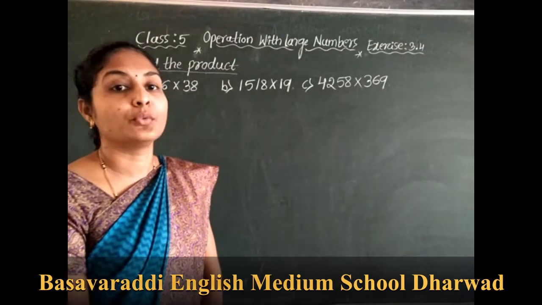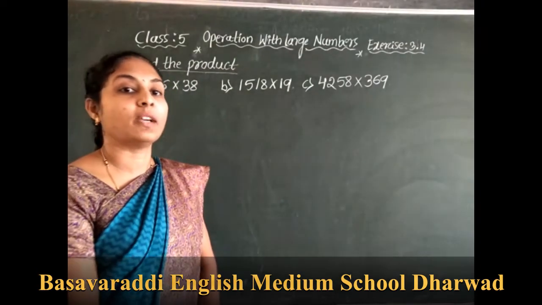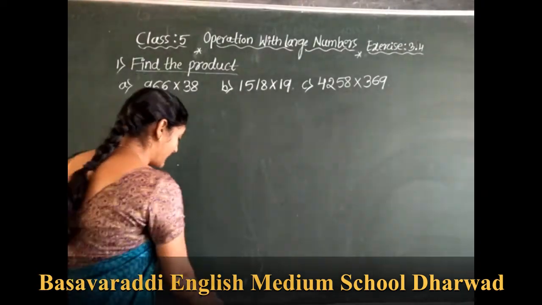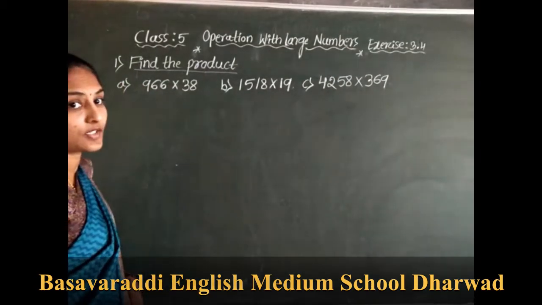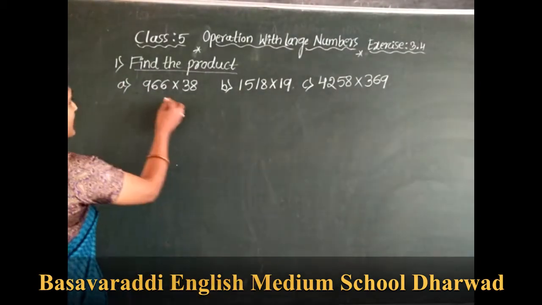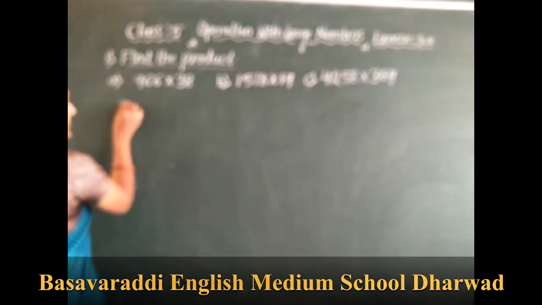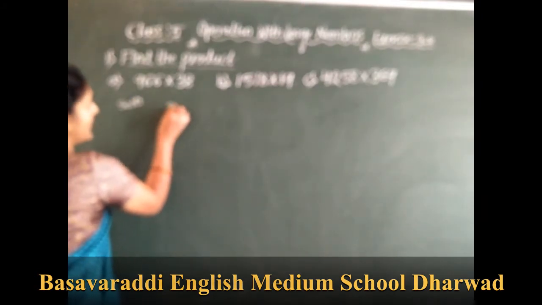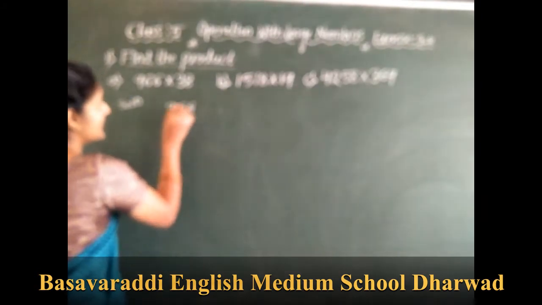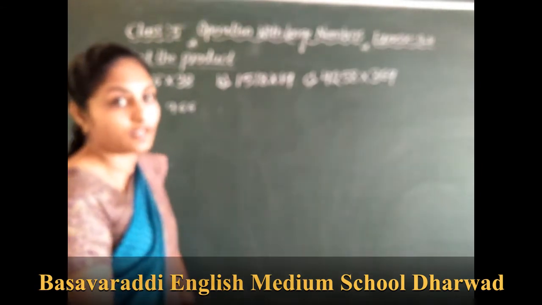When we multiply two numbers, the first number is called the multiplicand. Yes, this one is the multiplicand. Okay, first write that one. The 966. This is the multiplicand.